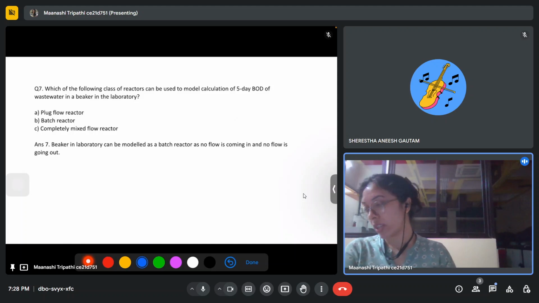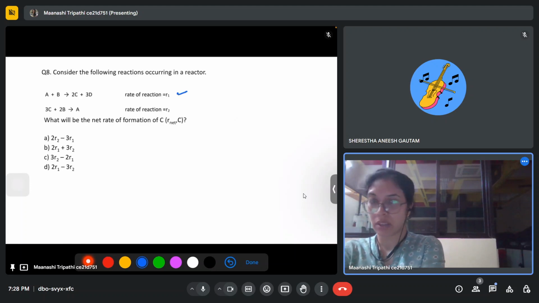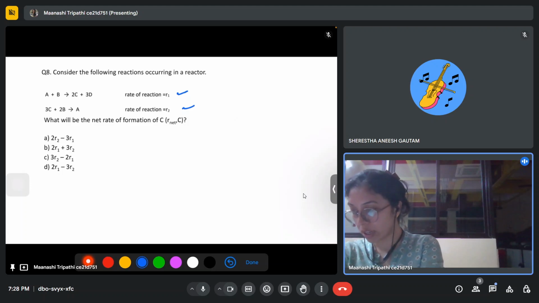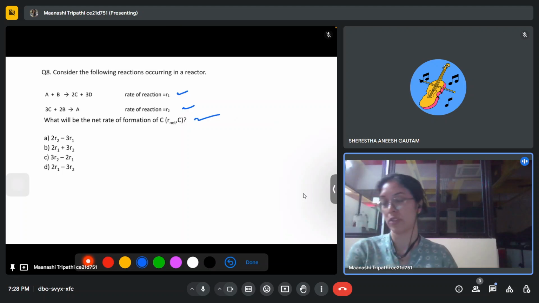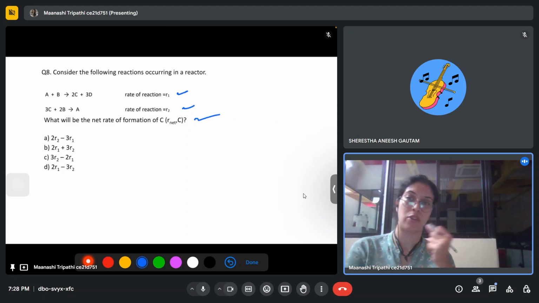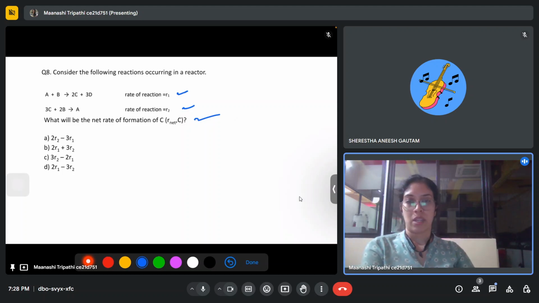The next question is, consider the following reactions occurring in the reactor. Rate of reaction for the first reaction is R1 and for the second is R2. What is the rate of formation of C? We need to find out the rate of formation of C. Please try to write the rate of formation of C for this. Then we'll see the answer in a while.